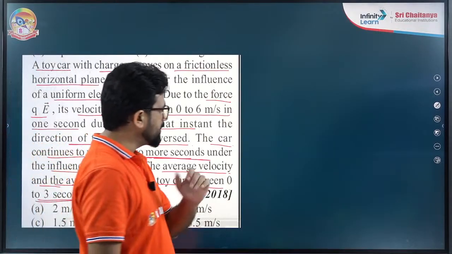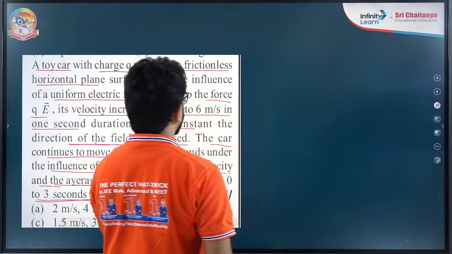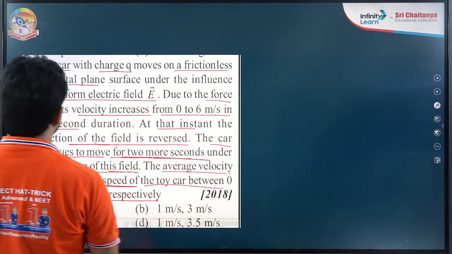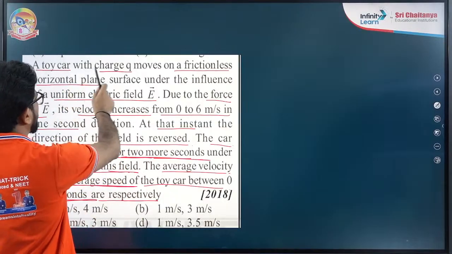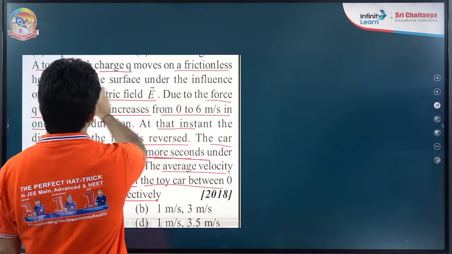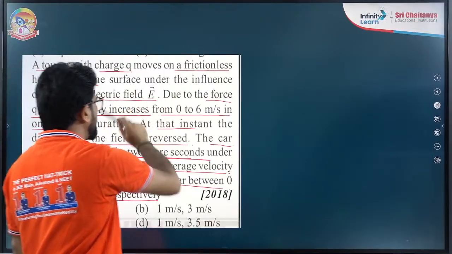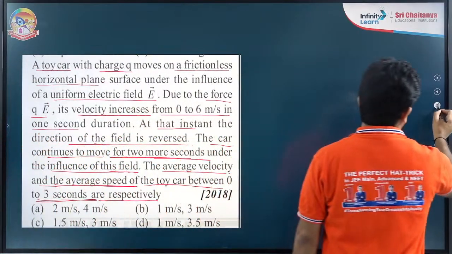Now the students have tried. Now I am going to solve this question. Please focus on the board. Now we are going to solve. What is given to you? A toy car with charge Q moves on a frictionless horizontal surface under the influence of a uniform electric field E. So I am drawing the diagram.